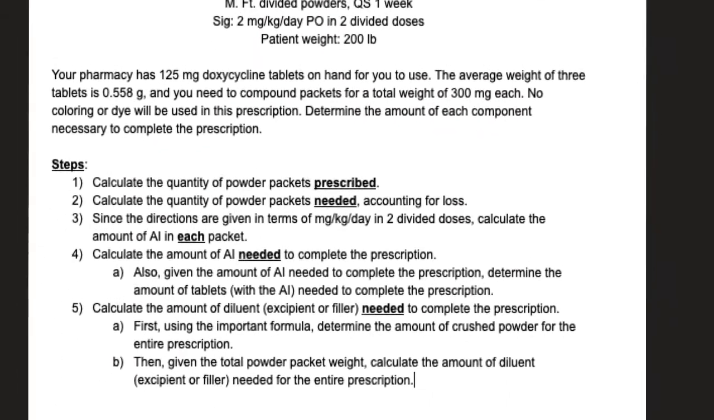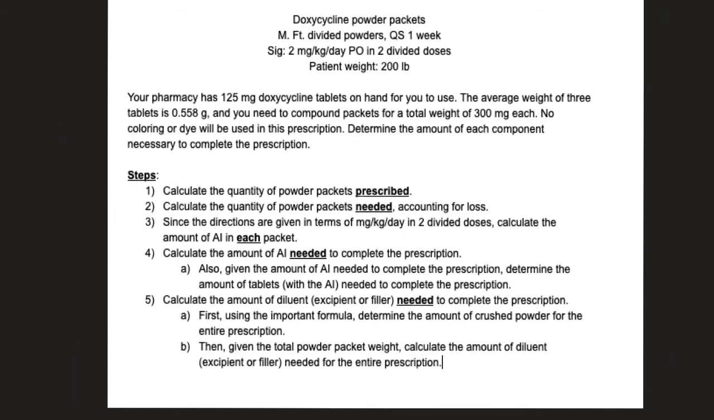Next example, we're making doxycycline powder packets. We're going to make enough for a week. The SIG is 2 mg per kg per day in 2 divided doses. The patient weighs 200 pounds. Our pharmacy has 125 milligram doxycycline tablets on hand for us to use. The average weight of 3 tablets is 0.558 grams, and you need to compound packets for a total weight of 300 milligrams each. No coloring or dye will be used in this prescription, and we're going to determine the amount of each component necessary to complete the prescription.